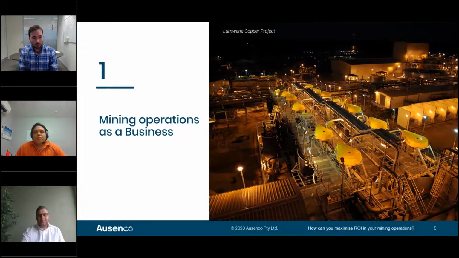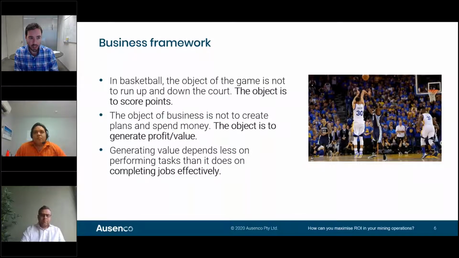So I wanted to start off by putting the operations of a mining operation in the context of a business, because at the end of the day, that's what we're doing, and any mining operation that isn't successful does not make a successful business. And just talking generally for a minute here, the business framework, which applies equally well to mining operations, really boils down to what you're trying to achieve.